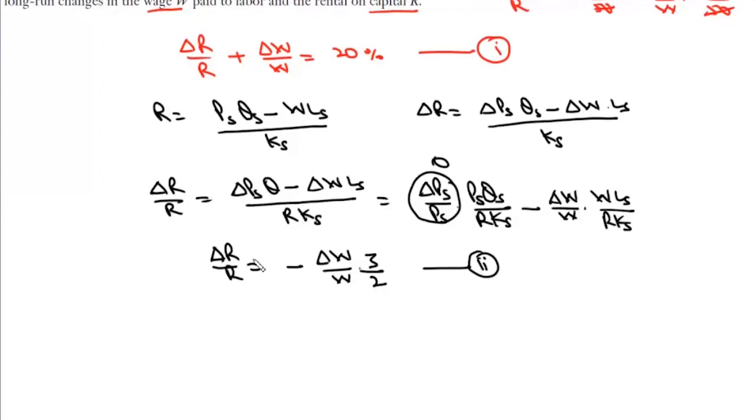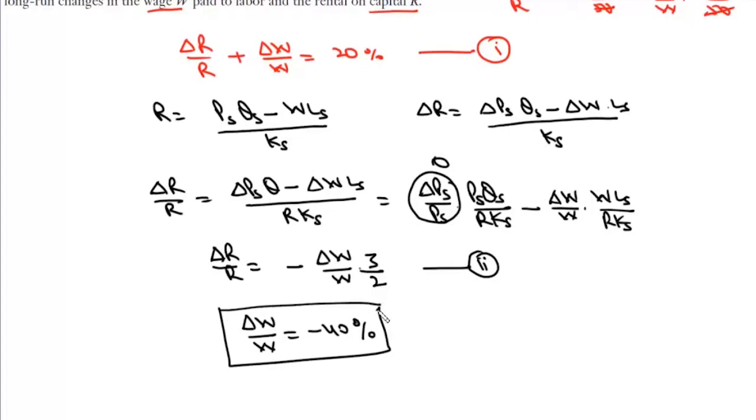Now, if we put delta R upon R as minus 3 by 2 delta W upon W, we'll get delta W upon W as minus 40%. So with an increase in the price of computers, the real wages decrease by 40%.